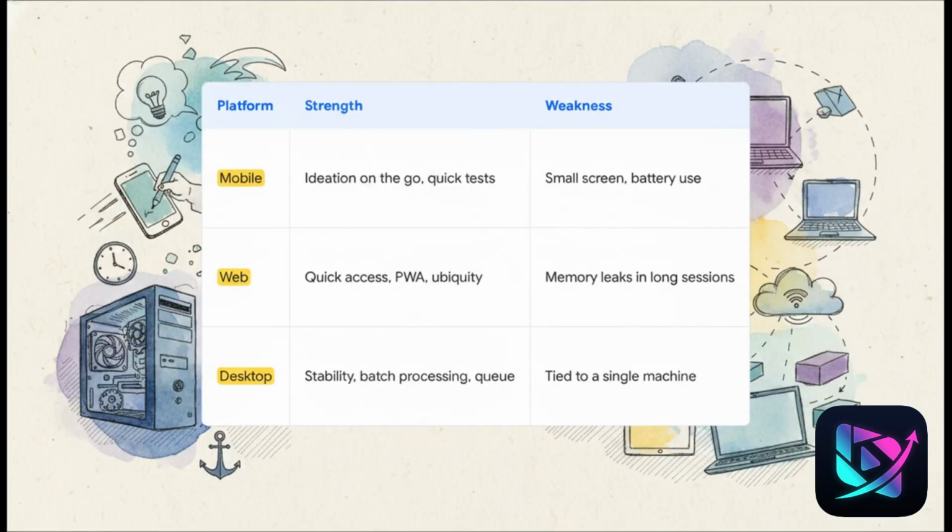All right, let's wrap this all up. Think of this as your ultimate cheat sheet. Mobile, that's your quick idea machine when you're on the move. The web, that's your universal key, giving you access from any device. And desktop, that's your workhorse, delivering that rock-solid stability for the big, professional jobs. Each one has its own special purpose.